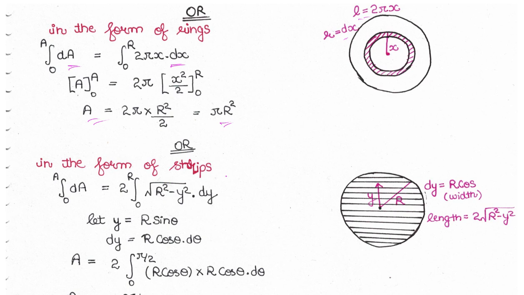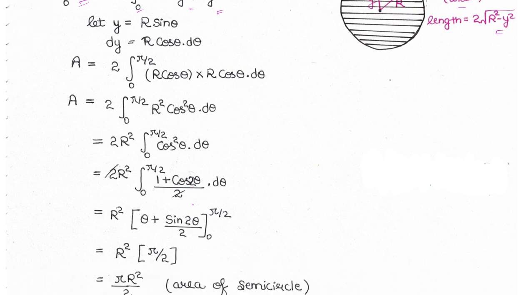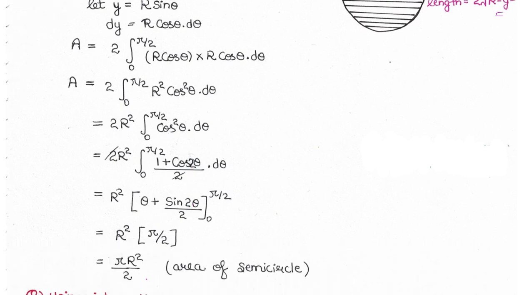Or in the form of strips, if we have radius r, we can write dy as the width, and the length is equal to 2 square root of r square minus y square. So we can write the integral from 0 to A of dA is equal to 2 times the integral from 0 to r of square root of r square minus y square into dy. And if we simplify this, we get at last A is equal to pi r square by 2, which is the area of a semicircle.